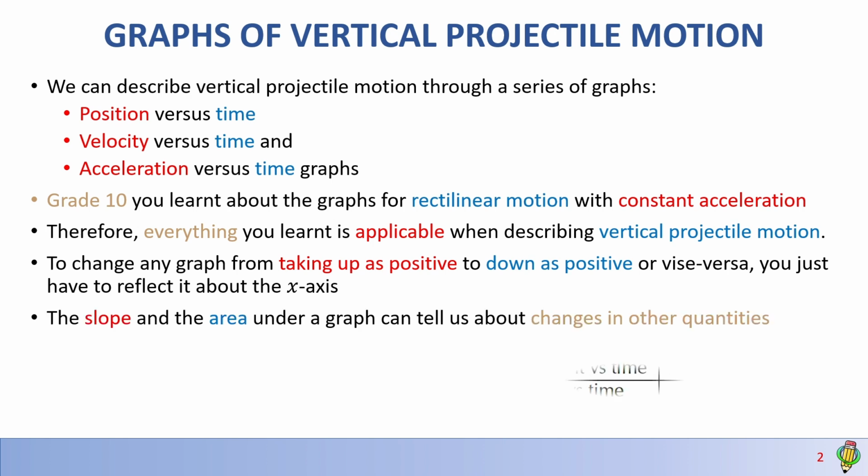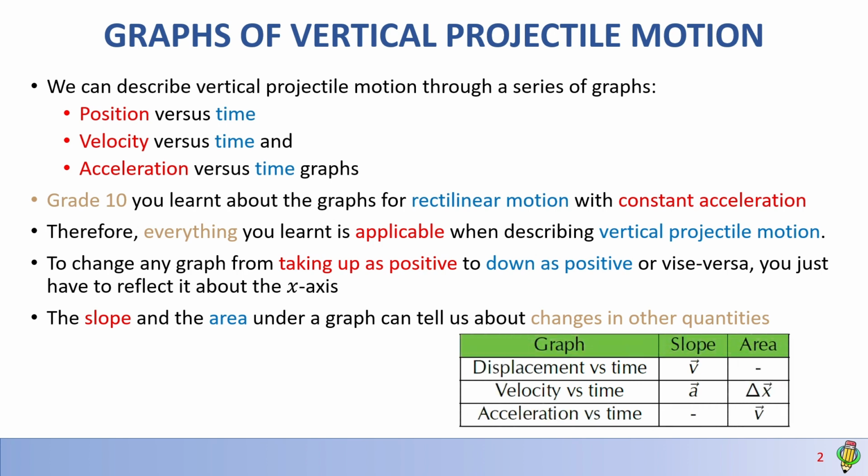The slopes and areas under some of these graphs will tell us about changes in other quantities. The slope or gradient of the displacement time graph represents the velocity. The slope or gradient of the velocity time graph represents the acceleration. And the slope of the acceleration time graph doesn't give us anything because it is 0. The area under the displacement time graph doesn't represent anything. The area under the velocity time graph gives us the change in displacement. The area under the acceleration time graph gives us the velocity.